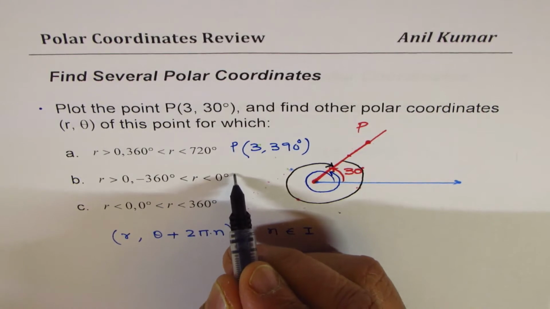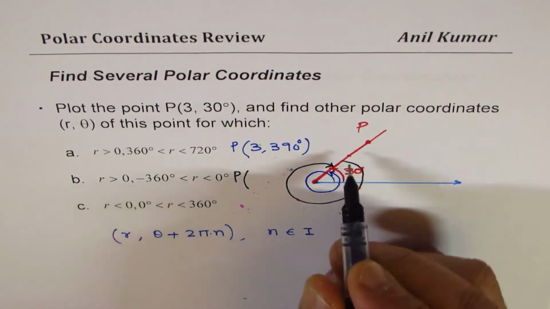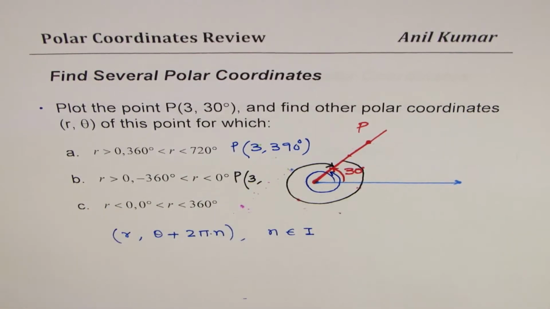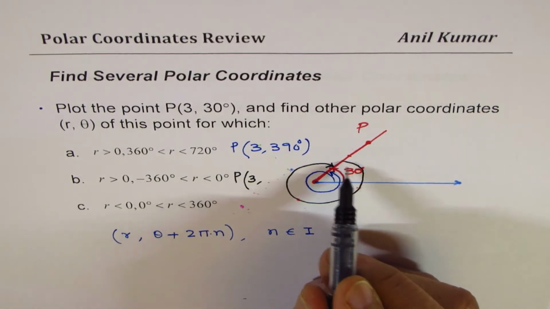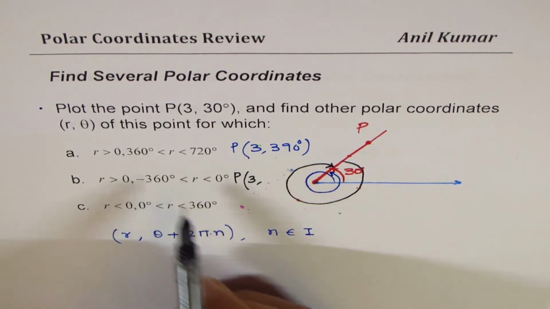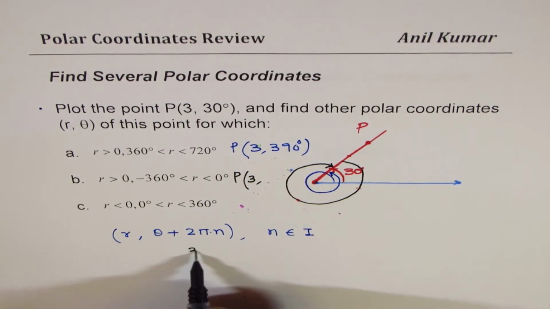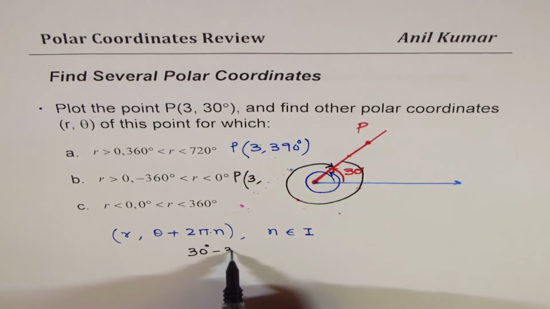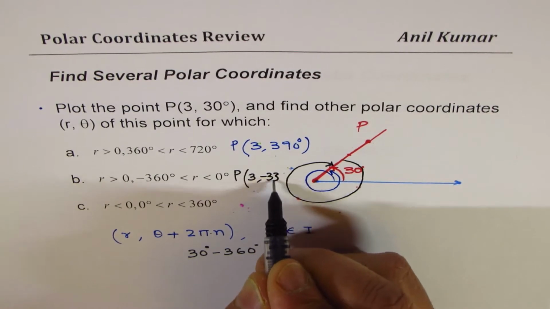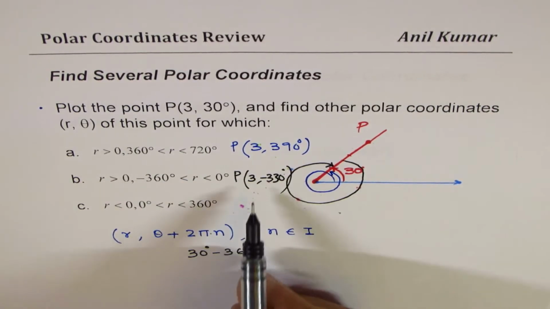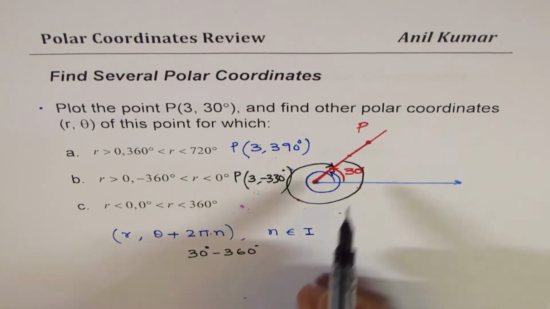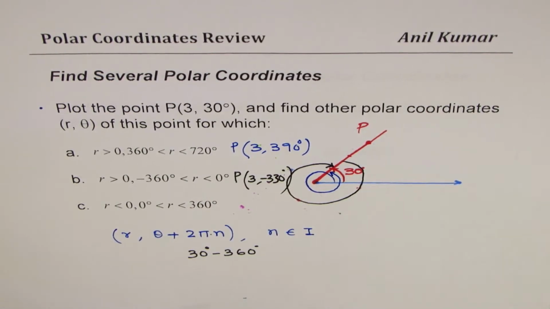The length of this segment, which is 3, will always remain 3. And the angle, since you went like this, will be 30 degrees minus 360 degrees. So it is minus 330 degrees. Do you see that? So we get our polar coordinate 3, minus 330 degrees, which is being represented here.